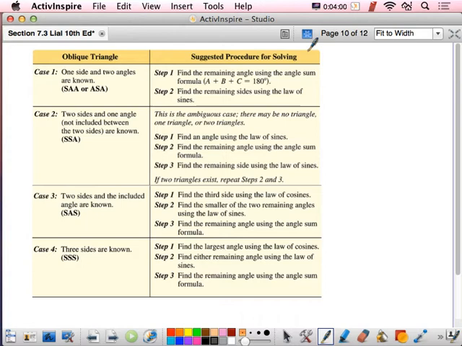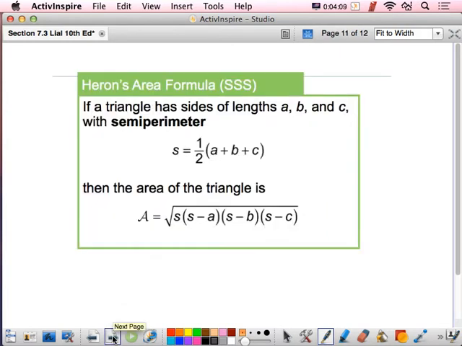Okay, so make sure that you know all of your cases and what to do when. And for the last thing of section 7.3, we have another formula for finding the area of a triangle. Remember back in section 7.1, we found that you can find the area of a triangle if you know 2 sides and the angle between them. How? By taking 1/2 of the side times another side times the sine of the angle in between, right?